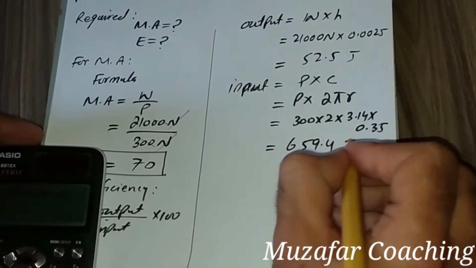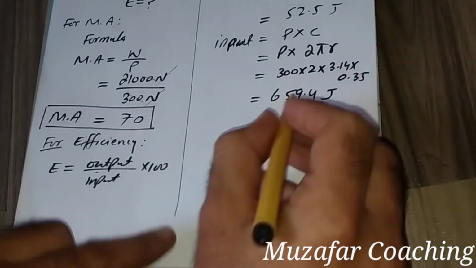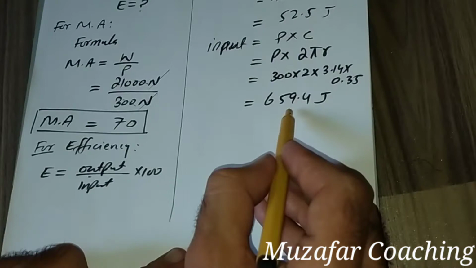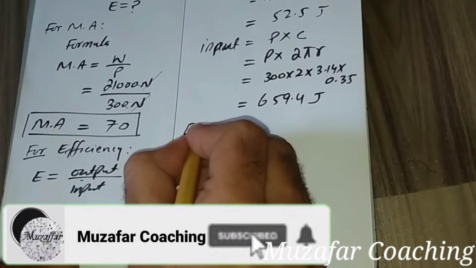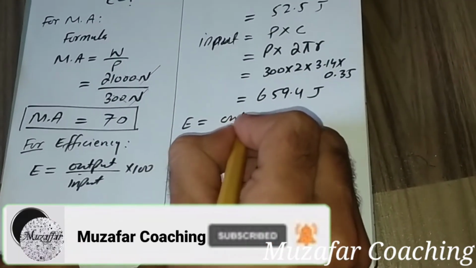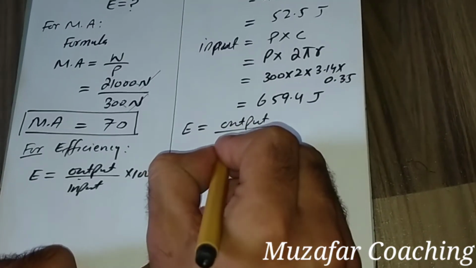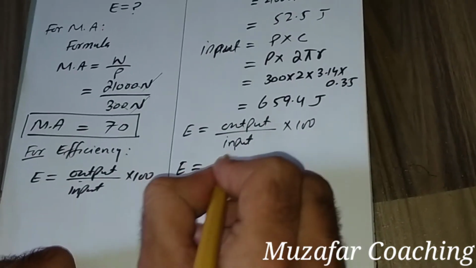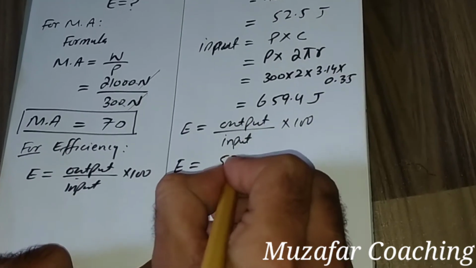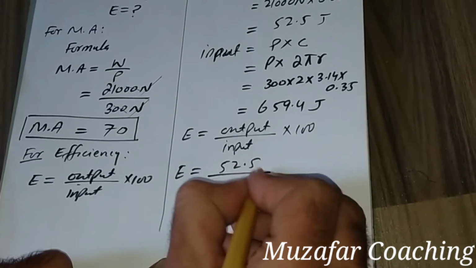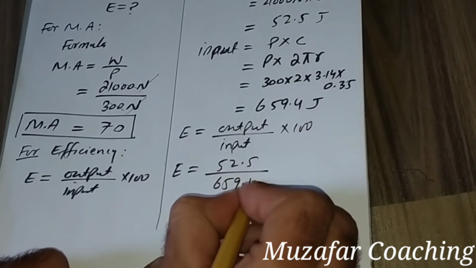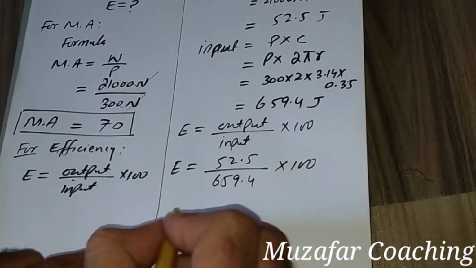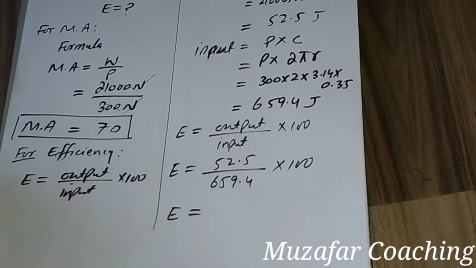659.4 joules. So now we will be putting the values of output and input in the required formula. That is output divided by input multiplied by 100. After putting the values, output is 52.5 and input is 659.4, multiplied by 100. So after calculation we get the values.